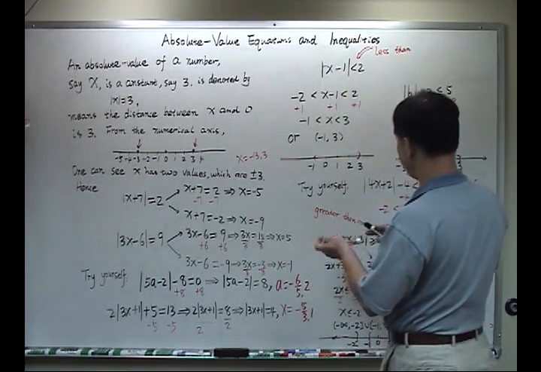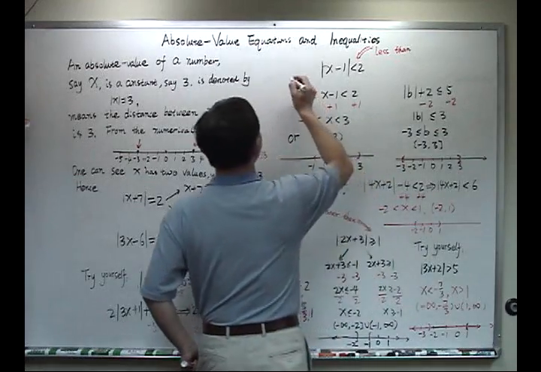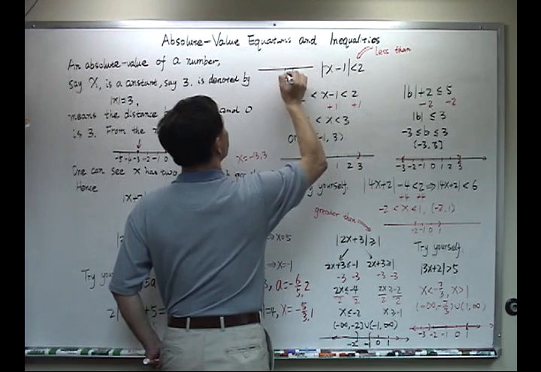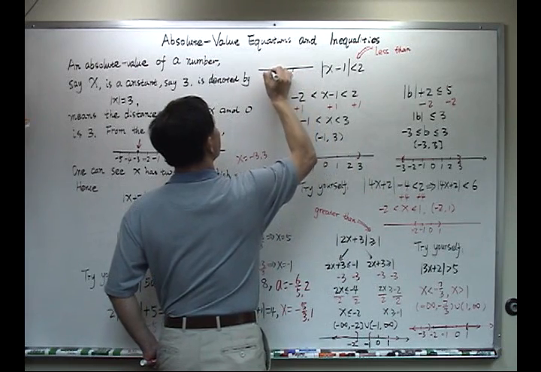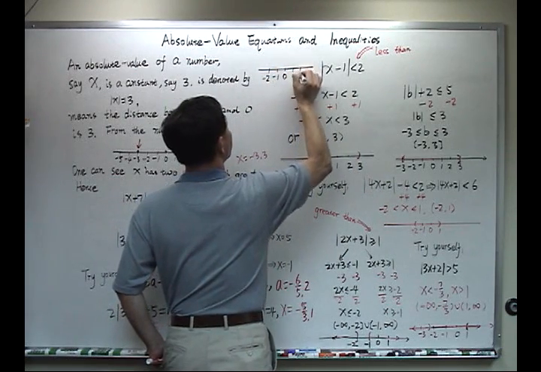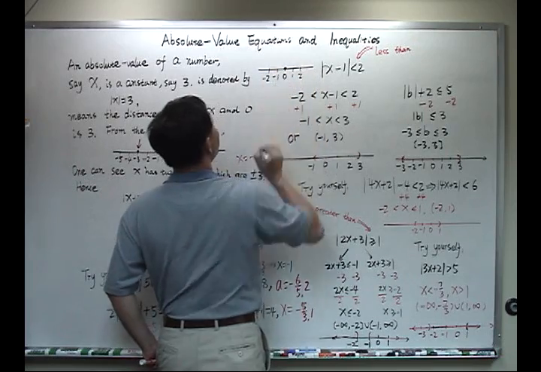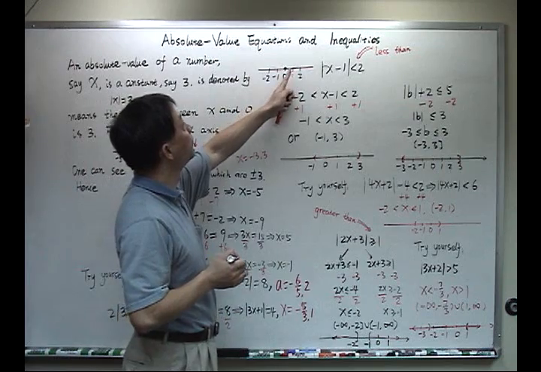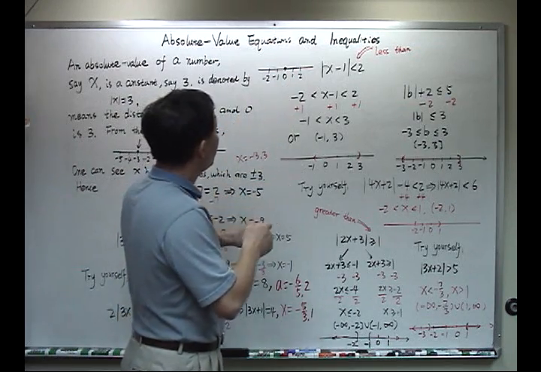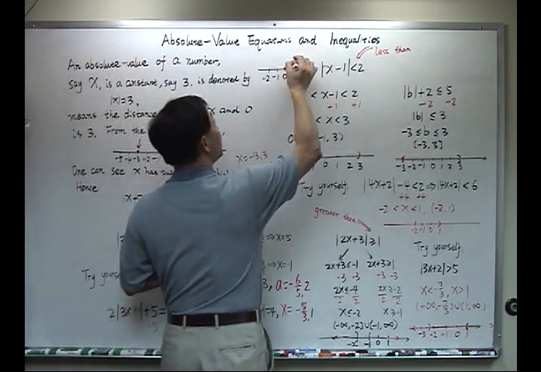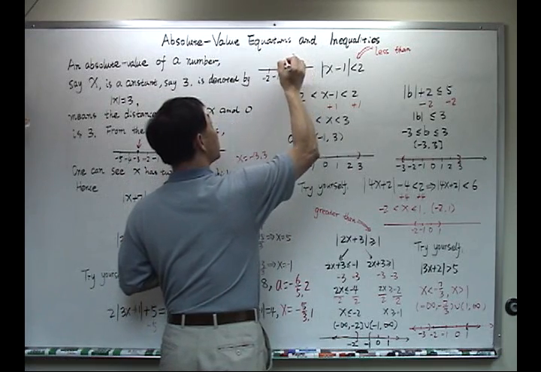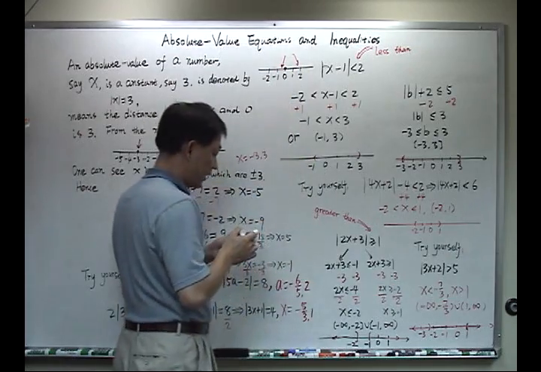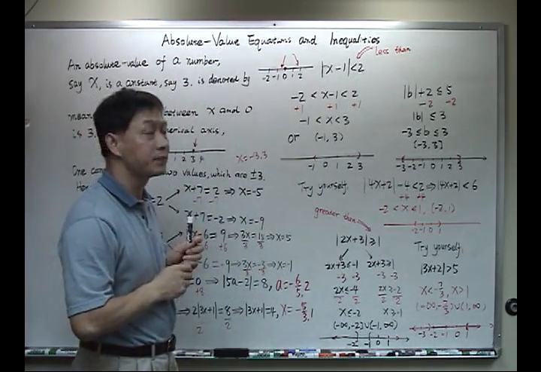The distance between 0 and a number which is less than 2, so this number has to be somewhere here or somewhere here. Okay? Why is that?